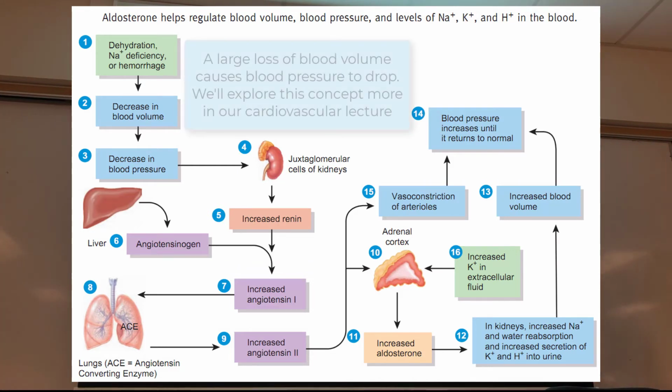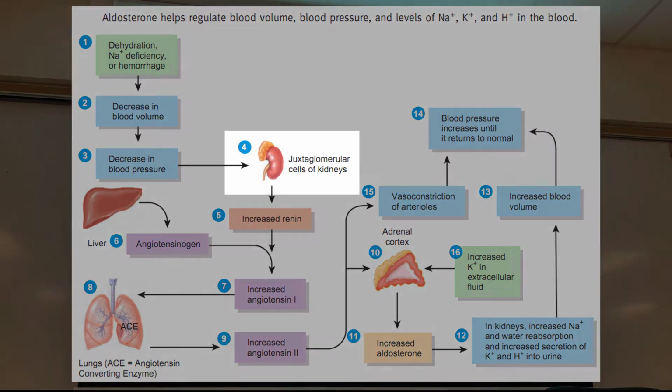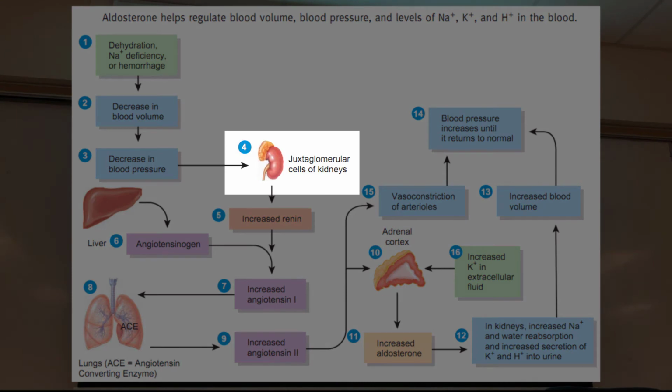Now, the decrease in blood volume or the decrease in blood pressure, think about when you lose a good amount of blood, you're losing both. And the area that detects blood pressure that's involved in the RAS system is the juxtaglomerular cells, something we'll talk about in our urinary lecture, called our JG cells. They have baroreceptors that detect the amount of blood flowing through that area.